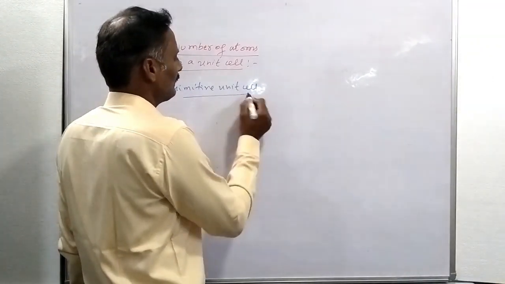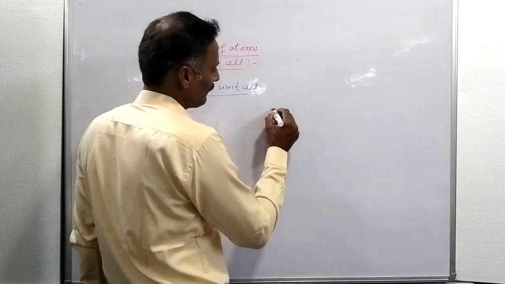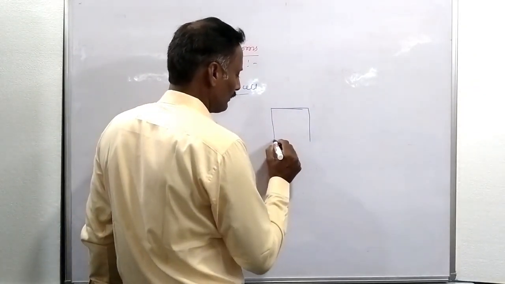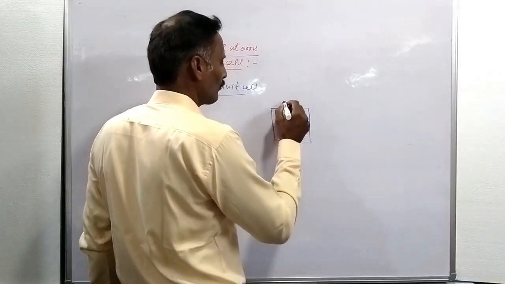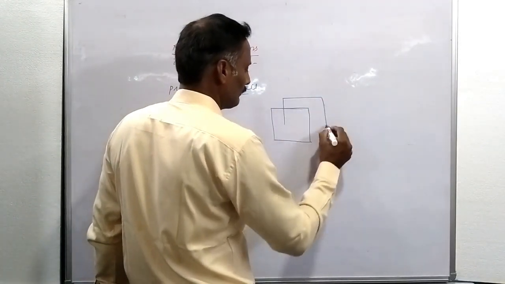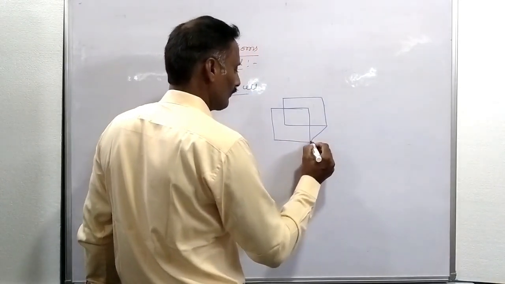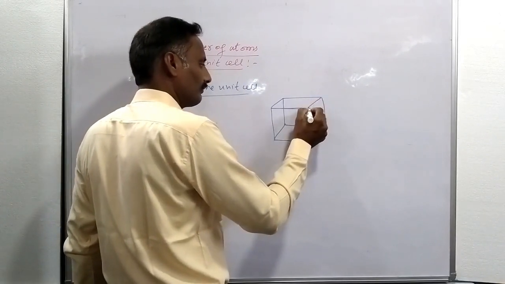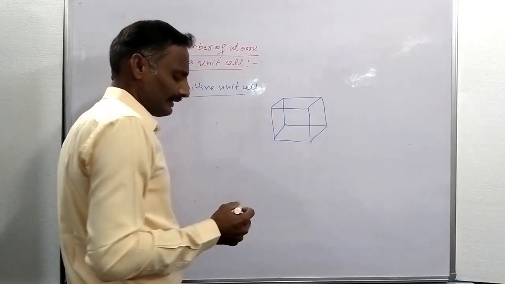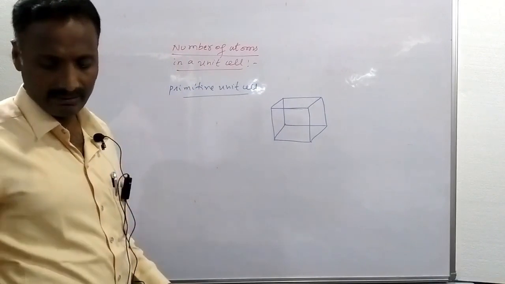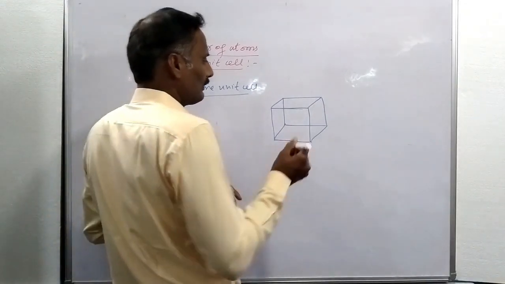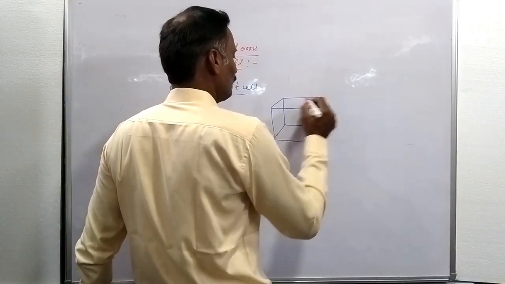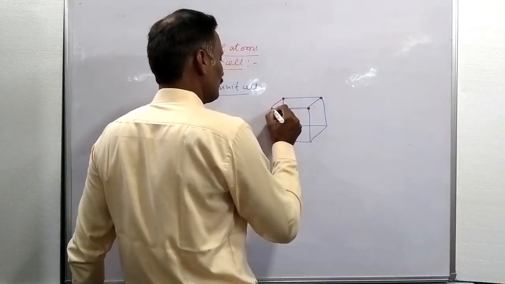This is a primitive unit cell. A primitive unit cell contains particles only at the corners. Like this, you draw the primitive unit cell. It contains 8 corners, and the 8 corners represent 8 particles. These are corner particles.